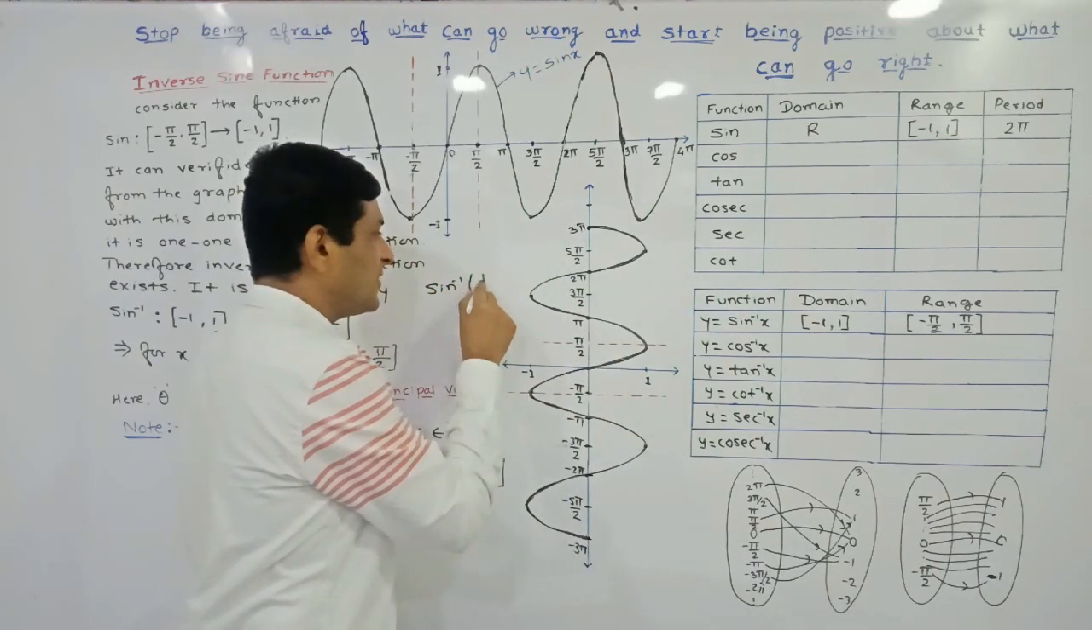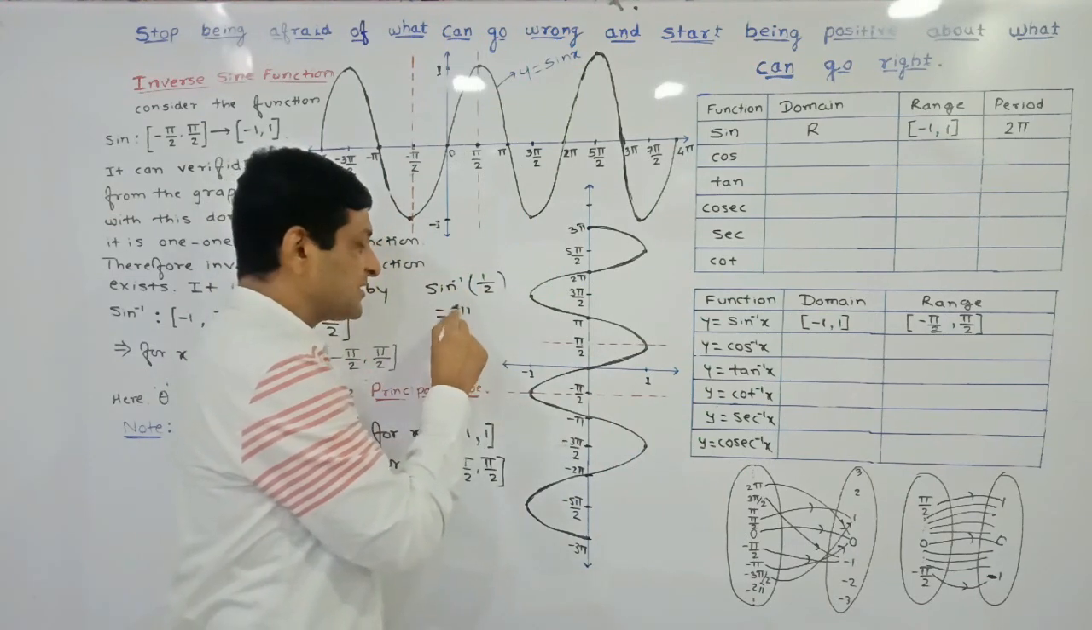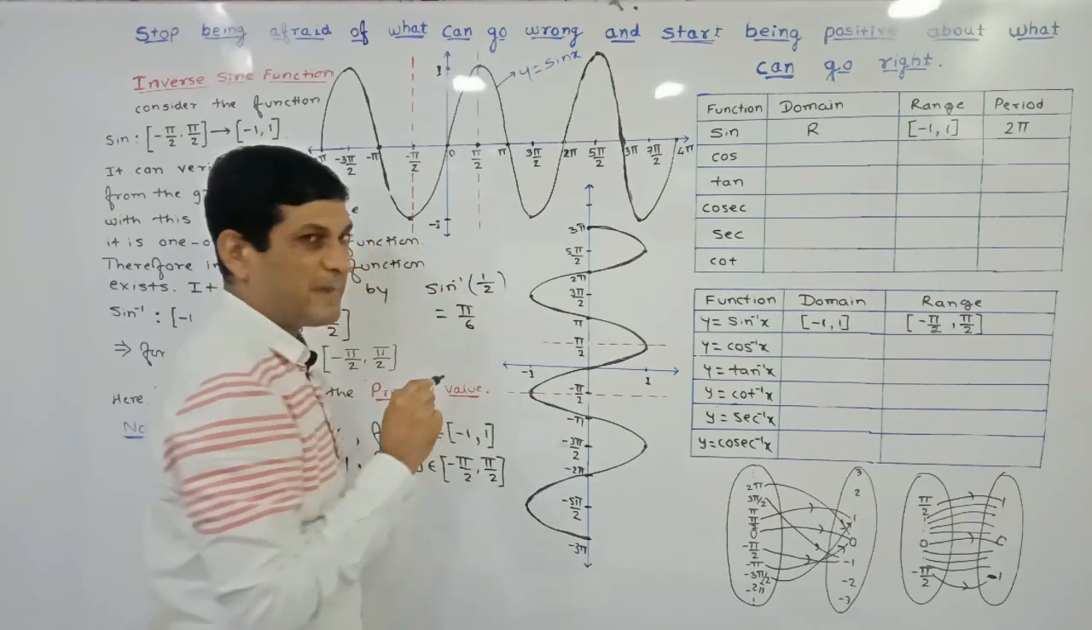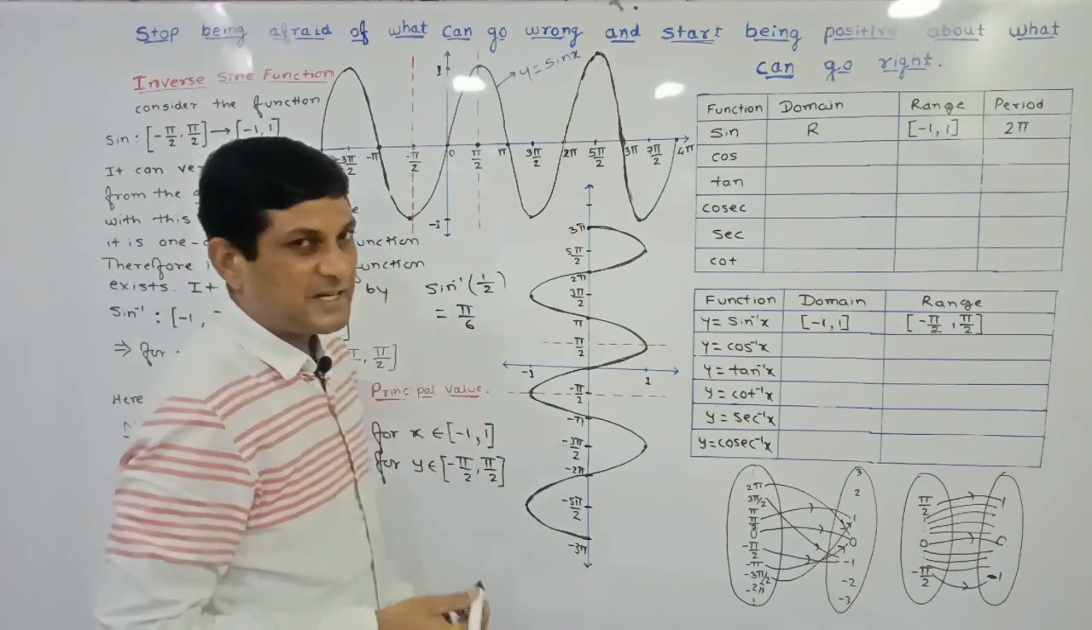Again let us consider another example. Sine inverse of 1 by 2 is the value of what? 30 degree, means pi by 6. This value belongs to this interval, so that's why we can say that it is what?